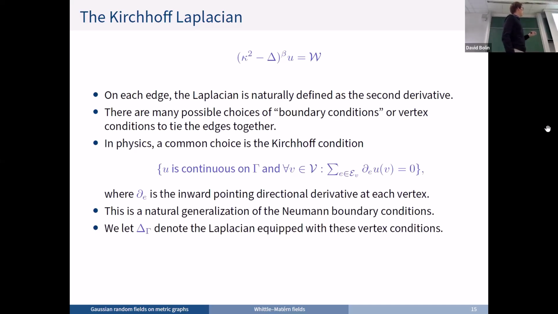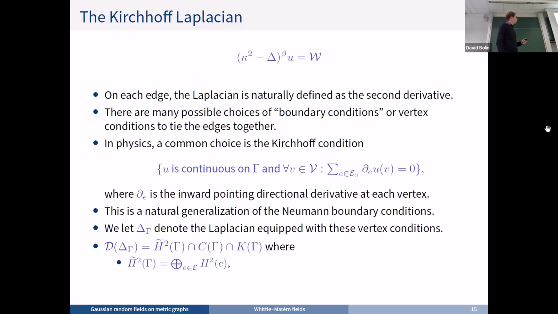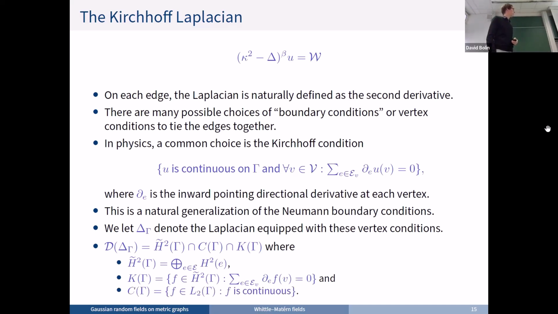Good, so that's what we started using. We will use this Delta_Gamma as the Laplacian equipped with these vertex conditions. What this specifically means is that this is a differential operator, and we impose these boundary conditions by specifying the domain of this operator. The domain of this operator are the functions which are twice differentiable on the edges, they satisfy these Kirchhoff conditions, the sum-to-zero constraints, and they are continuous.